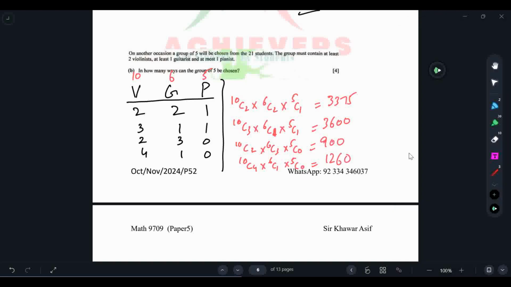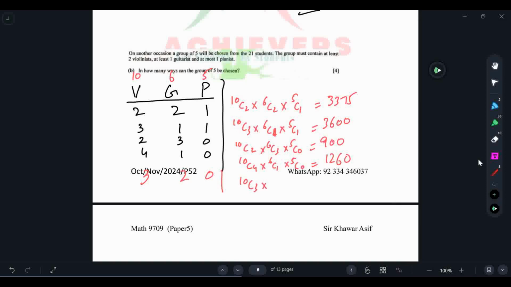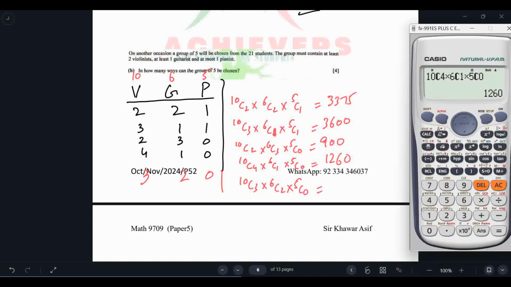We can have another combination, that would be 3, 2 and 0. We have not selected this one. If we find the value of this, it should be 10C3 multiplied by 6C2 multiplied by 5C0. So this will be equal to 1800.